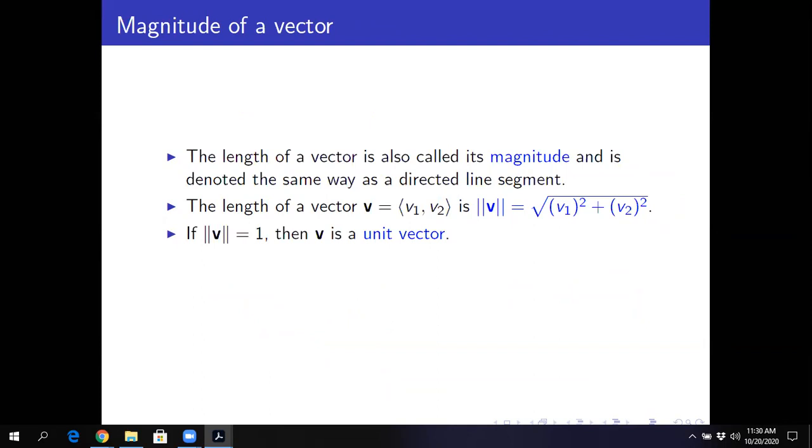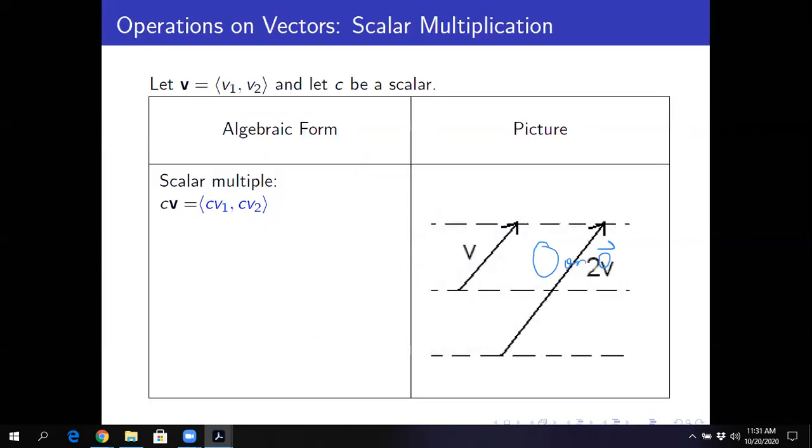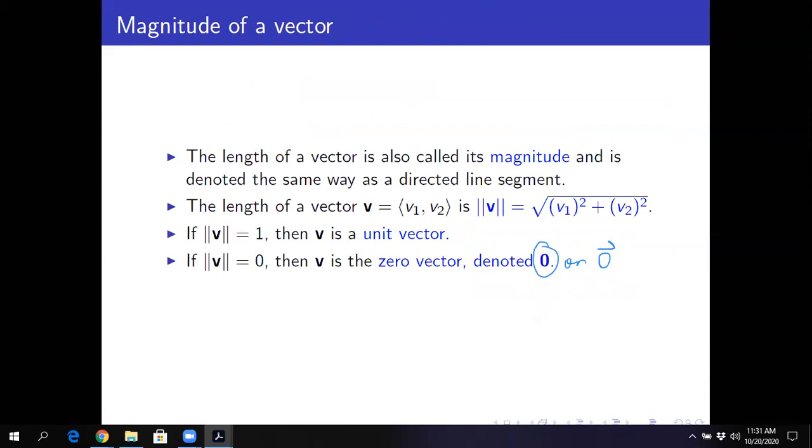If the length of V is 1, you call V a unit vector. If the length of V is 0, then V is the 0 vector. And there's an alternative notation for that. It's like boldfaced 0 or 0 with a little arrow over it. It's the 0 vector. It's the vector that really has no direction or magnitude. It's just devoid of any direction or magnitude. So that's interesting. Okay, hang on, let me erase this.